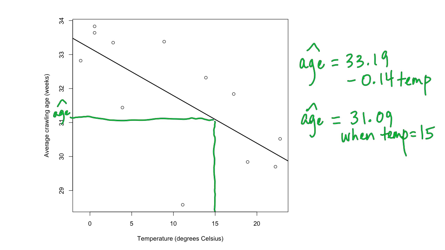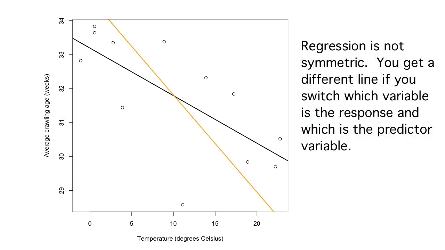Remember that we found our regression line by minimizing the sum of the vertical deviations. That is, we minimized how far our predicted values of crawling age on the line were from our observed values of crawling age. A line of best fit that would predict temperature from crawling age, the other way around, would minimize the errors in the horizontal direction, and we'd get a completely different regression line. That regression line is represented by the orange line in this picture.